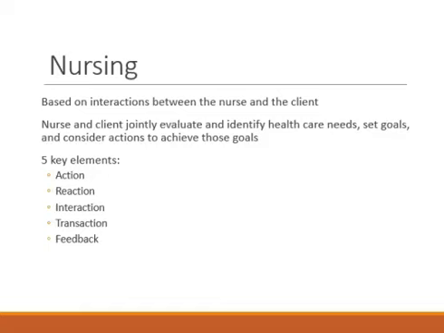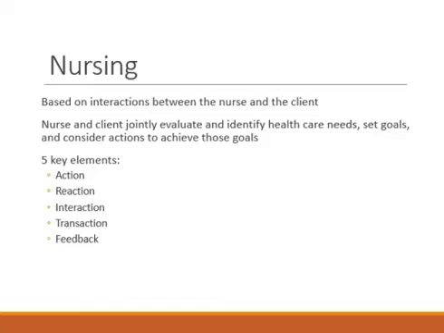So, what does nursing look like in this model? The King model considers nursing to be a dynamic process and a type of personal system based on interactions between the nurse and the client. During these interactions, the nurse and the client jointly, so together, evaluate and identify the healthcare needs, set goals, and those goals ultimately are going to fulfill needs, and consider actions to take in achieving those goals.